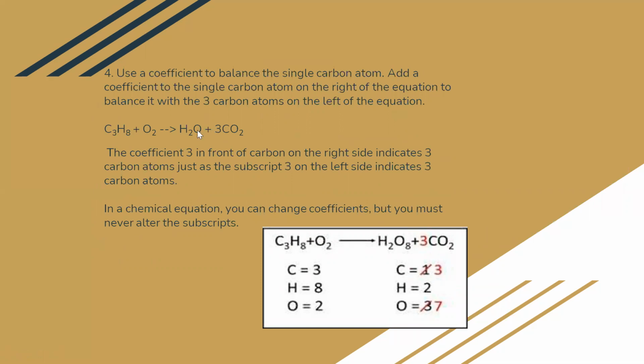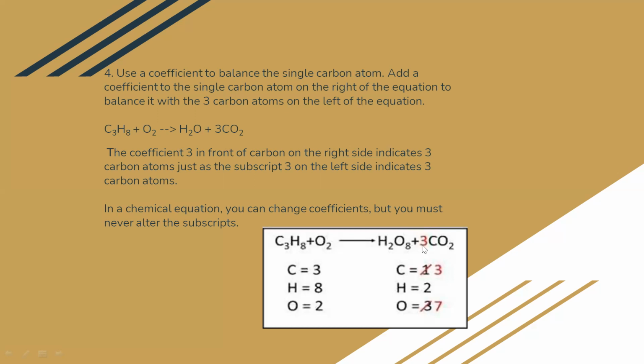So the coefficient 3 is in front of the carbon on the right side, which indicates three carbon atoms, just as the subscript on the left side indicates three carbon atoms. Therefore, if you put 3 here as our coefficient, how many carbon do we have? It's 3. In the reactants, we have carbon 3. So that's equal already.